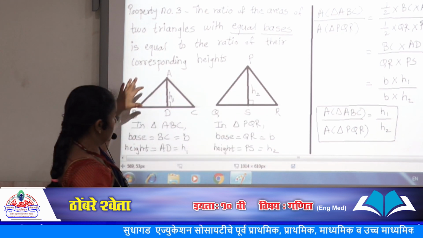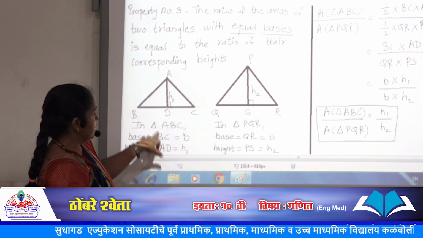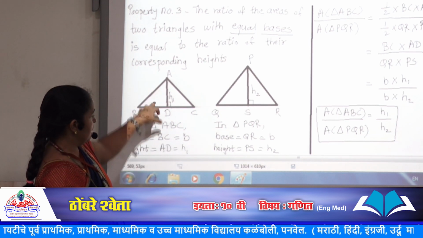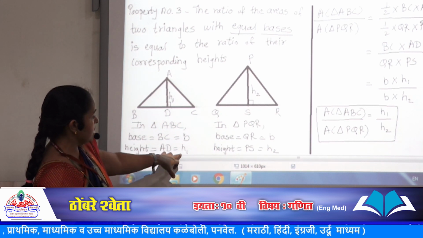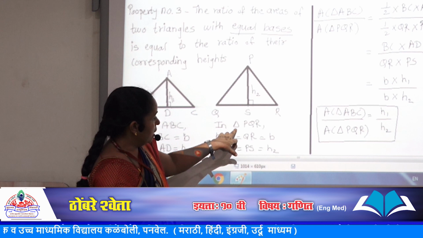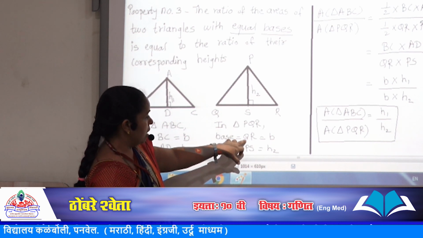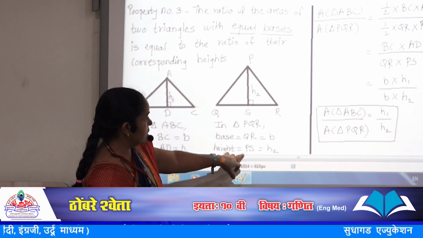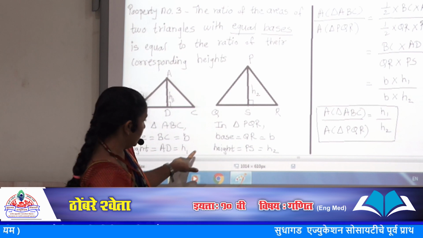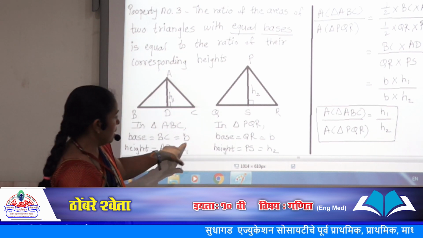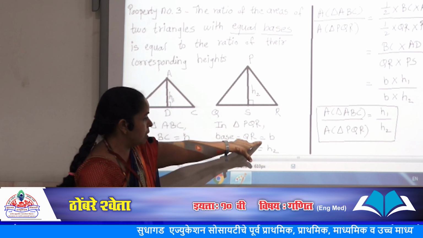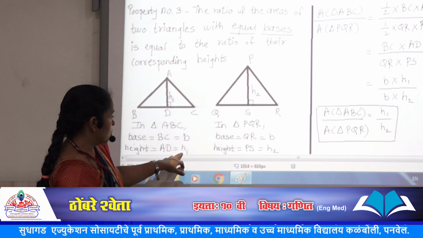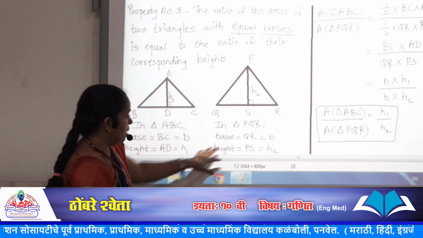Let us see. Now consider triangle ABC in which base is BC. Here base we can represent by B. Now height is AD, we can represent this height as H1. Now in triangle PQR, base is QR, again we represent this base as B, and height is PS, we can represent this height as H2. Now here students, see both the triangles have equal base, therefore here we represent the base by the same letter, that is B, but they have different heights. So here we represent the heights by different letters.